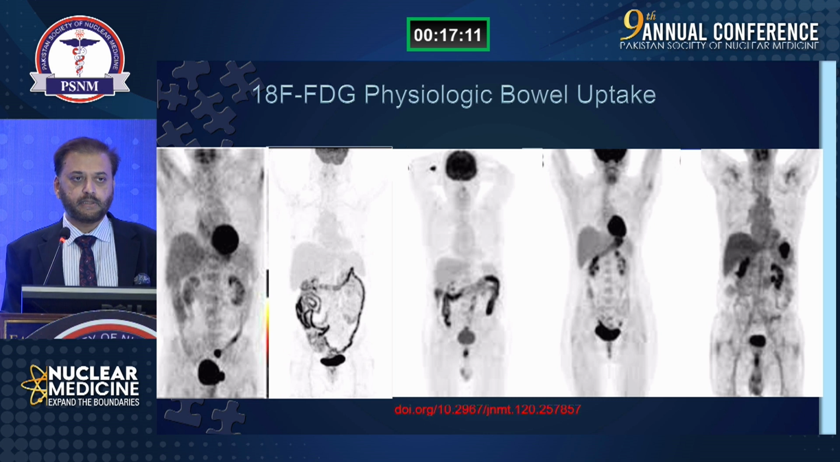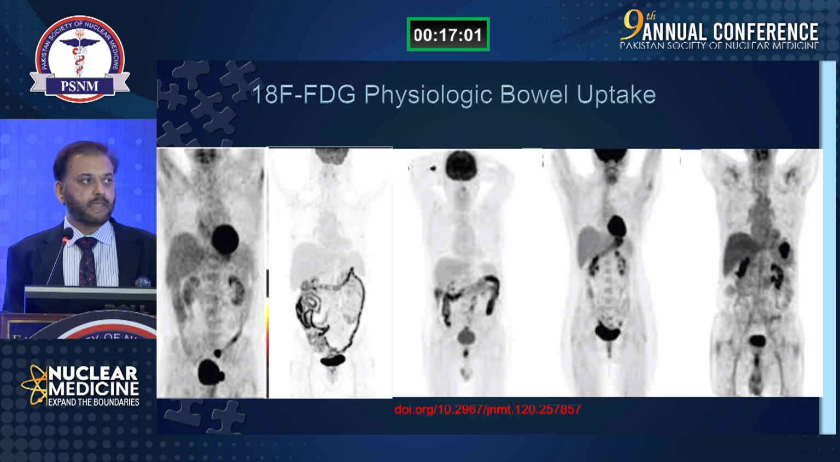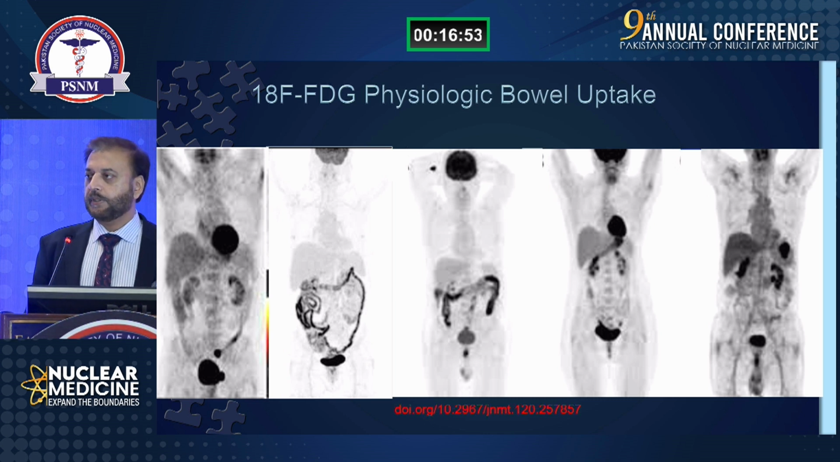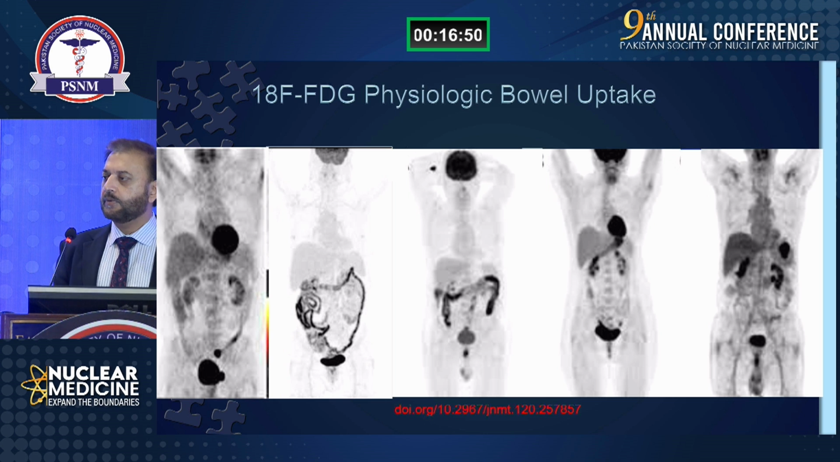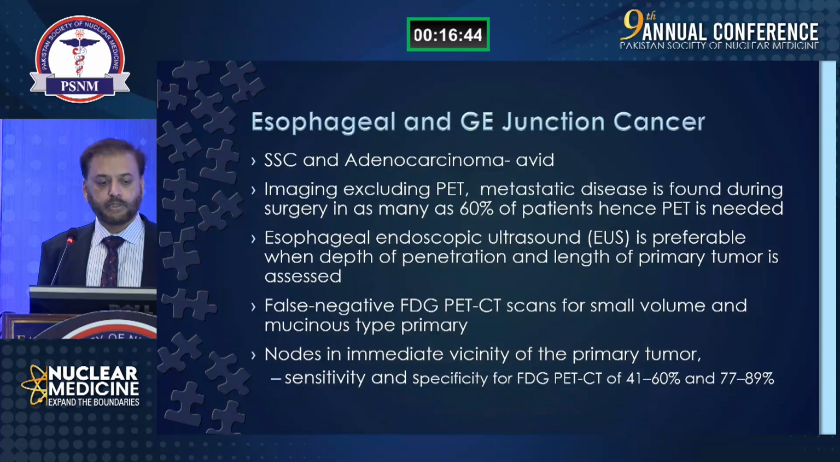Now these are the patterns. We can see that there can be a focal uptake of FDG, which can be simple physiological uptake. Then there can be a diffuse uptake throughout the small intestine or the large intestine. Then a segment of gut may show intense uptake. And sometimes you see mild diffuse activity in the stomach, or sometimes a focal uptake in the stomach. All these can be benign physiological conditions, and they may mimic a tumor as well.